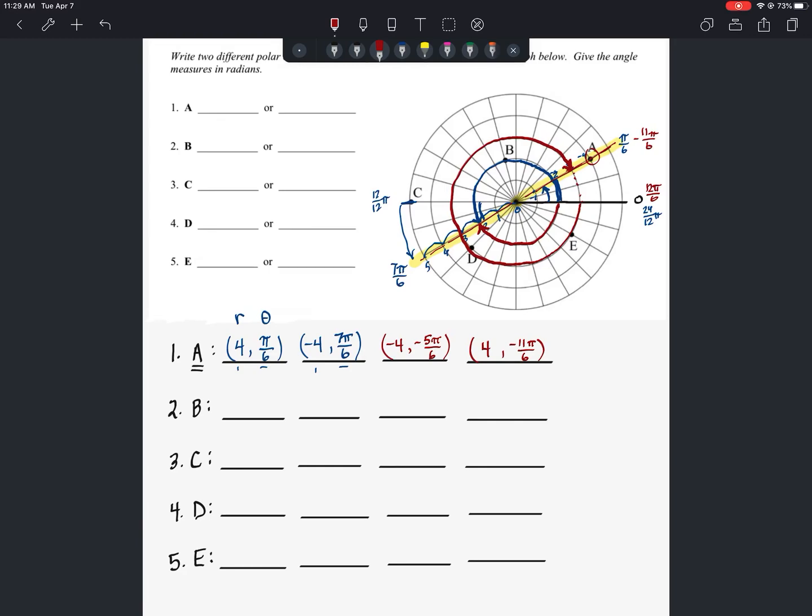So those are the 4 possible answers. It only requires 2 up here when you're doing it, but any of those 4 would be correct. Hopefully that makes sense to you there.